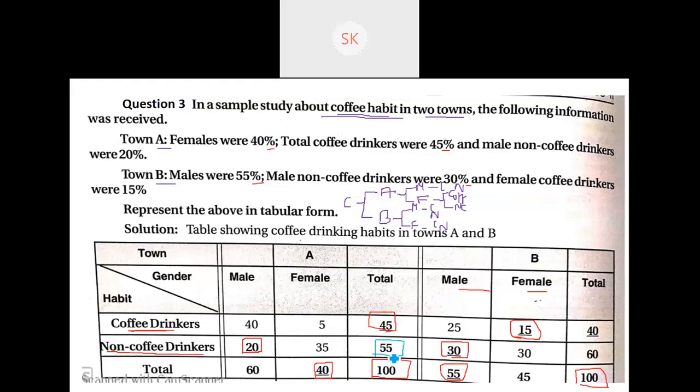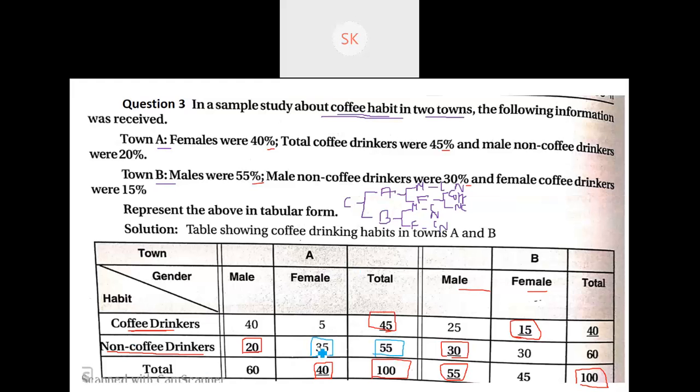Let's continue. Now, once you know the non-coffee drinkers, let's calculate the complete non-coffee drinkers. So, 55 were the total people who did not drink coffee. Now, in that 20 were male, and the rest left out people you can say are female non-coffee drinkers. How did I get 35 here? It is 55 minus 20, which is 35. So that is the calculation for non-coffee drinkers here.